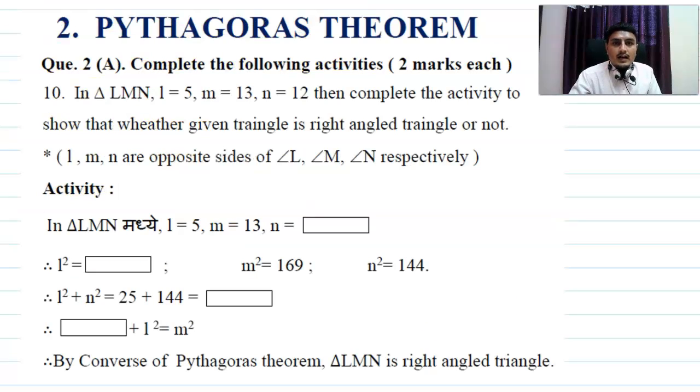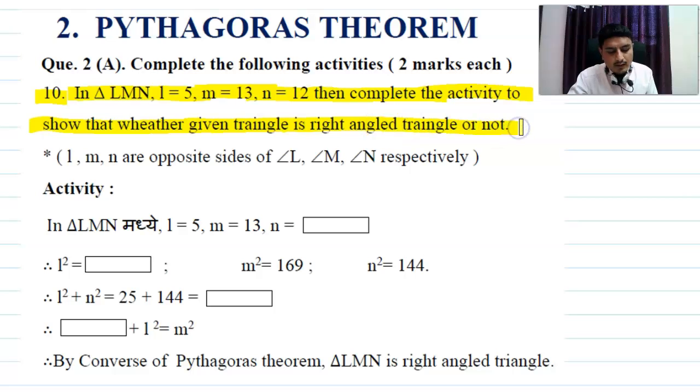Now look at the next and last activity from question 2A, activity number 10. In triangle LMN, L equals 5, M equals 13, N equals 12. Complete the activity to show whether the given triangle is a right angle triangle or not. L, M, N are the opposite sides of angle L, angle M and angle N respectively. In triangle LMN we have L equals 5, M equals 13 and N equals 12.